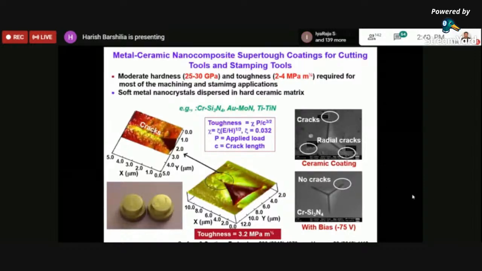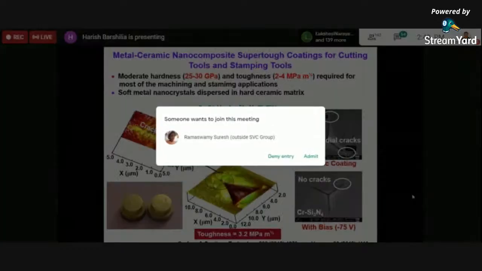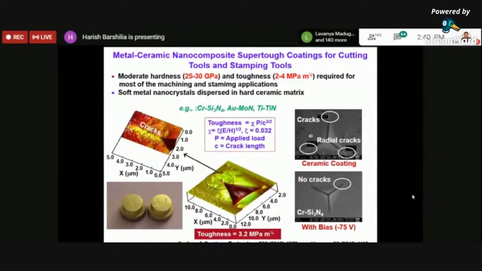The coating should be highly adherent, and it should be very tough, and also it should have very high hardness. Towards that, we are developing various nanocomposite supertough coatings for particular applications. Herein, we are not bothered too much about the hardness. We need moderate hardness, about say 20 to 30 gigapascal, but the toughness is very high, about say 4 to 5 megapascal meter per hour.